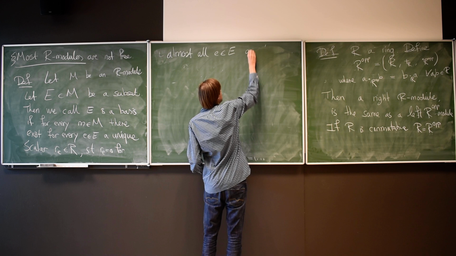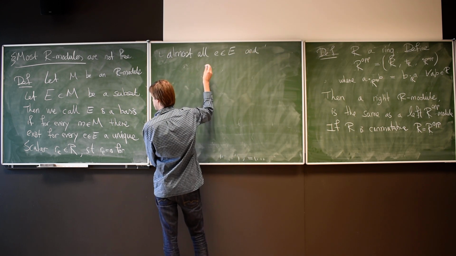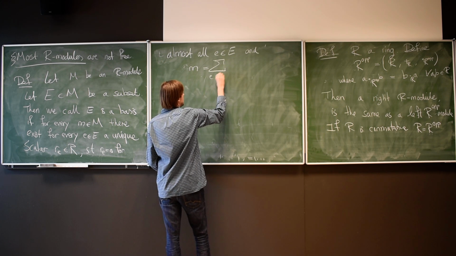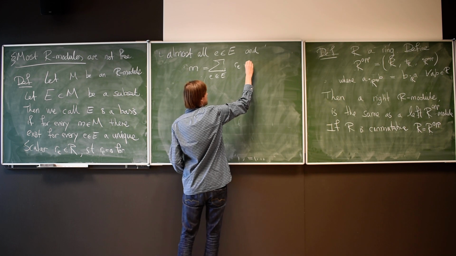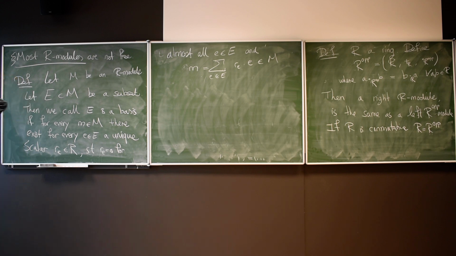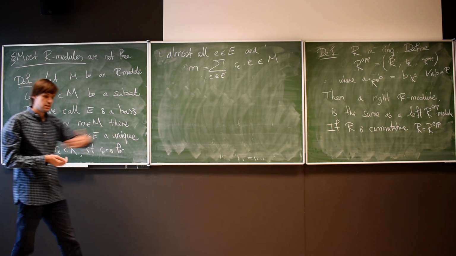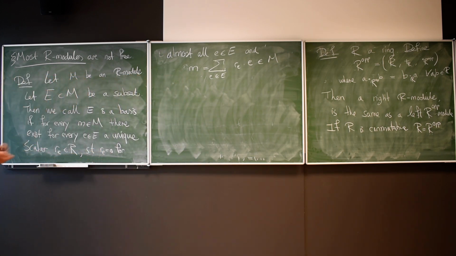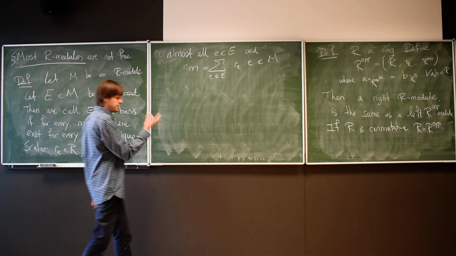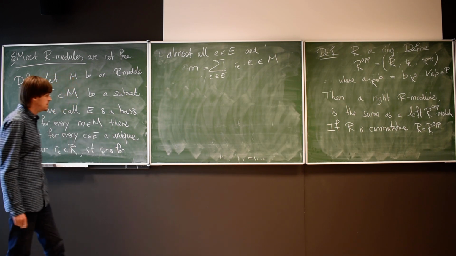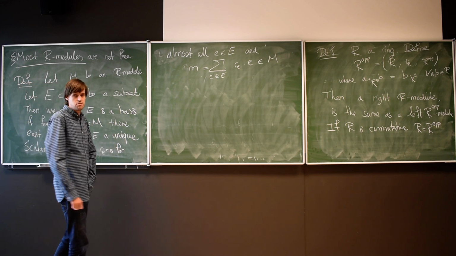And my element m is equal to the sum over e in E of r_e times e. Right, so it's saying that any element of my module, I can write it in a unique way as a linear combination of my basis. So it's basically the same definition as for vector spaces. For vector spaces, we know that they are all free, so that you can always find such a set. But for R modules, this is really false.